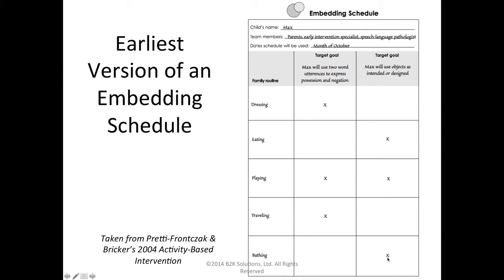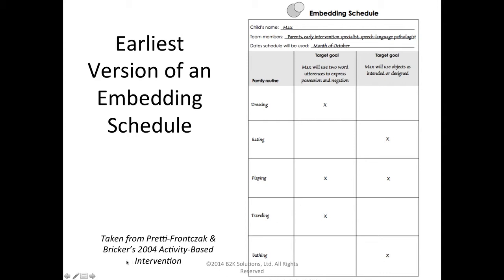This, again, is an embedding schedule that's coming from the activity-based intervention text, and it's for an individual child where they've got, let's say, an IFSP goal or an IEP goal, and we're going to look at the family routine. This could be the family's routine, it could be the Head Start routine, it could be the child care routine. Again, these could be easily adapted.